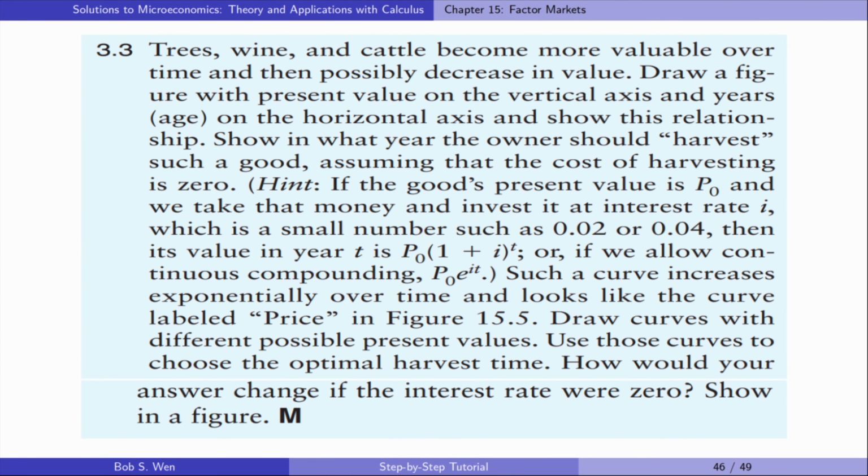Let's solve exercise 3.3. Cheese, wine, and cattle become more valuable over time and then possibly decrease in value. Draw a figure with present value on the vertical axis and years on the horizontal axis and show this relationship. So in what year should the owner harvest such a good, assuming that the cost of harvesting is 0?